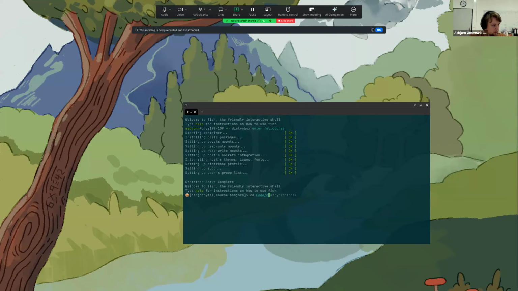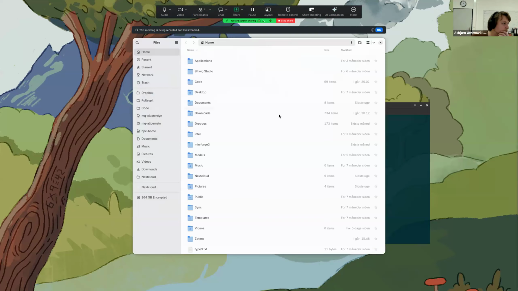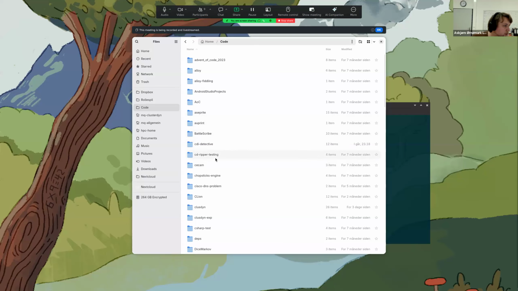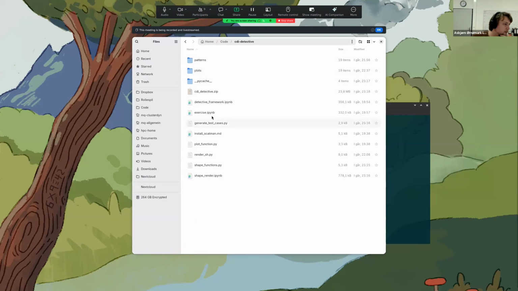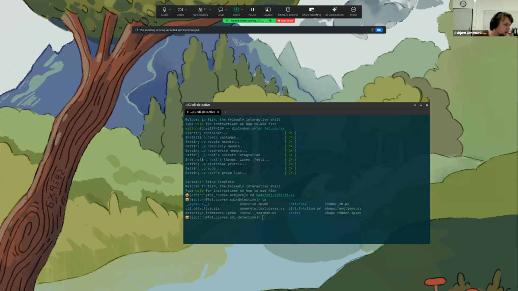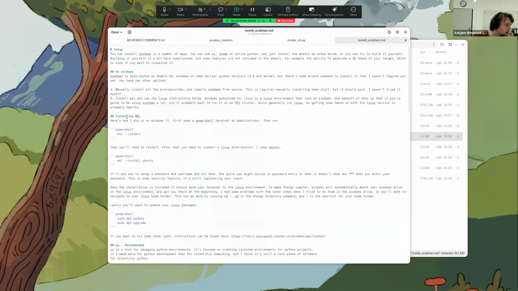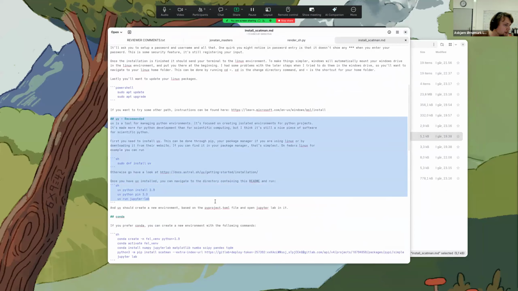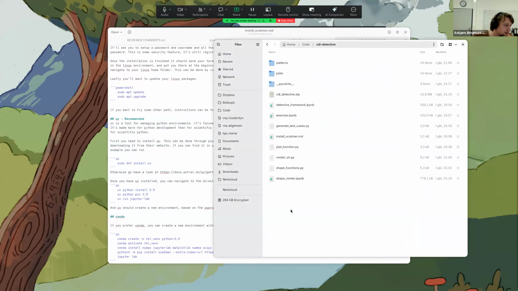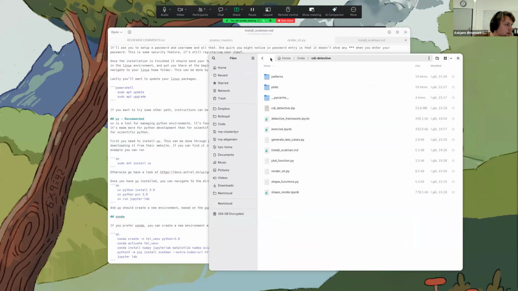Let's see, code, EBI detective. So what I put together, which you can also find on the Google Drive, is just this little folder. And there are some instructions, which I realize don't really work that well because UV requires a file called pipe. Anyways, this is all not relevant.